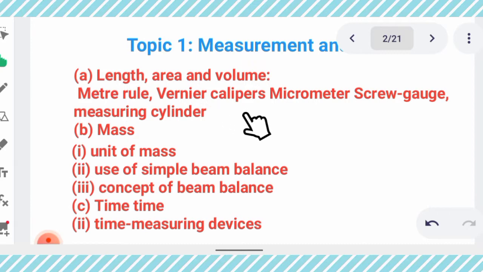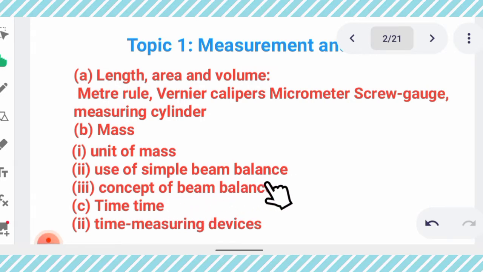This is vernier calipers, which can be used to measure the diameter of a tube. And this is the micrometer screw gauge, which can be used to measure the diameter of a thin wire, and the measuring cylinder. Then B, we talk of mass. Under this category, you are expected to learn the unit of mass, which is kilogram, the use of a simple beam balance to measure mass, then the concept of beam balance.